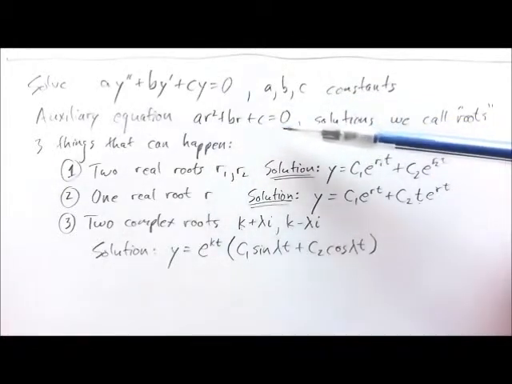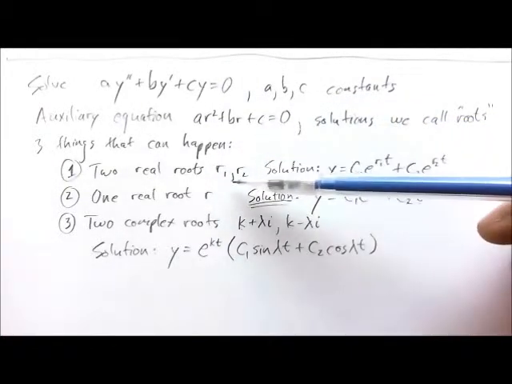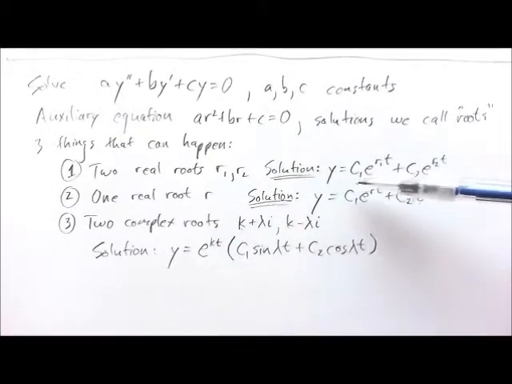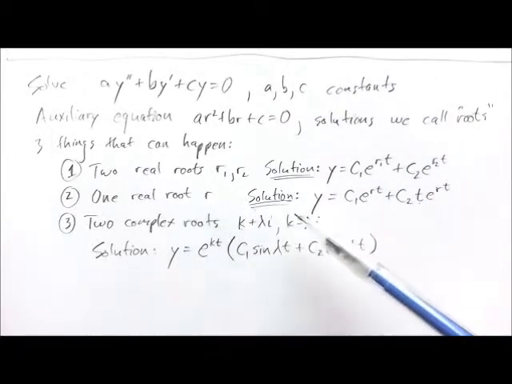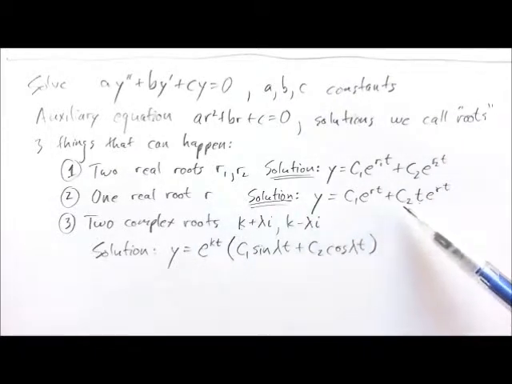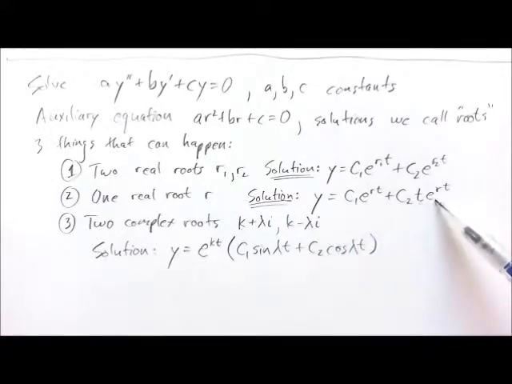When we do, we can get either two real roots, which means we have a solution that's a sum of two exponential functions. We can get one real root. The solution then is the sum of an exponential function and t times that exponential function. And if we have two complex roots, then our solution is the product of an exponential function and a combination of a sine and a cosine. So that wraps that up.